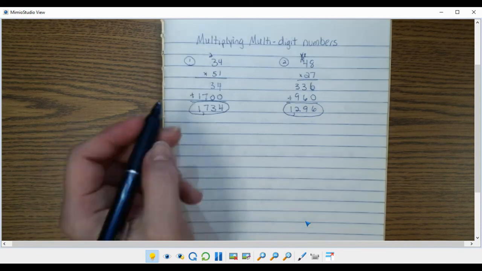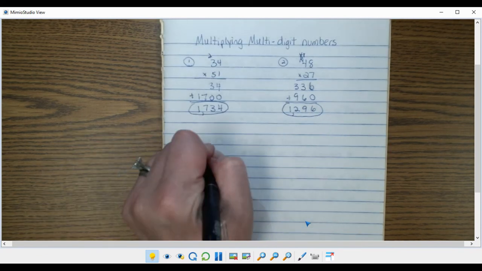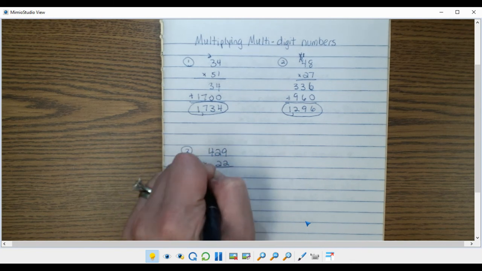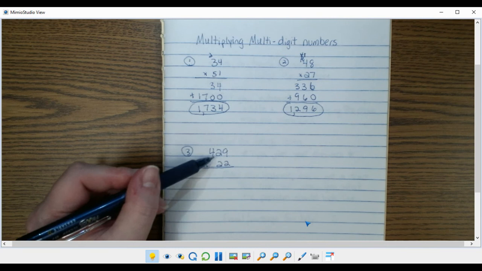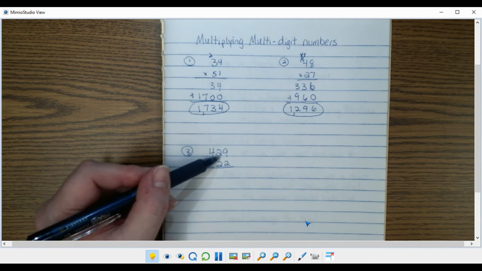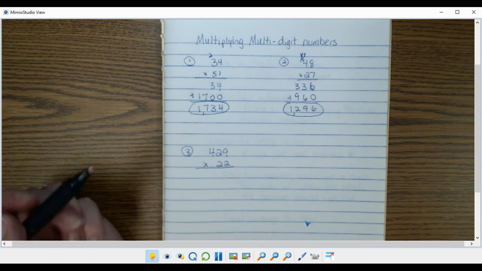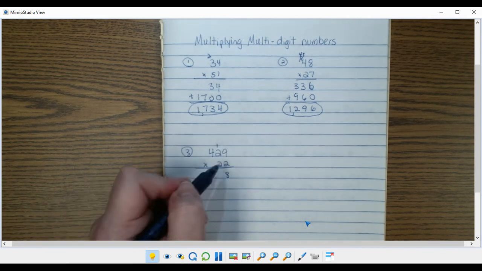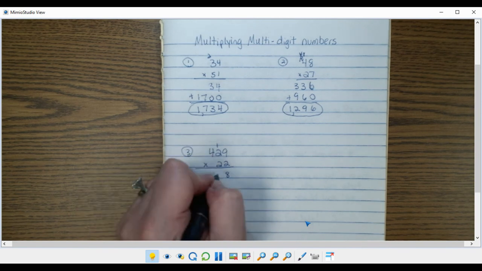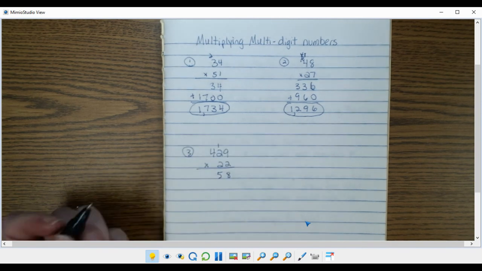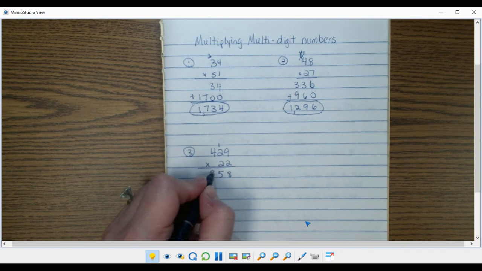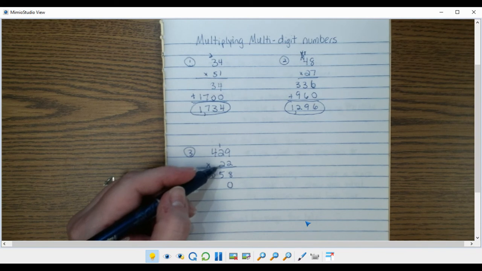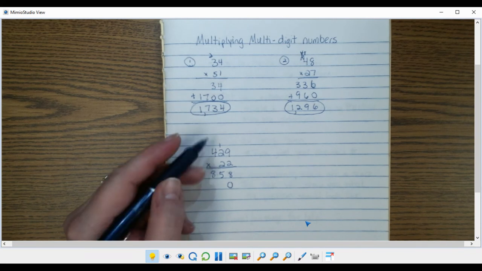Let's do one that's a little bit more challenging. 429 times 22. This one's a little more challenging because there's 3 numbers on our top line. We have 400, 20, and 9. So 2 times 9 is 18. 2 times 2 is 4, plus 1 more is 5. 2 times 4 is 8. I'll put my placeholder 0 to push everything over because this is really a 20. And we'll do it again.